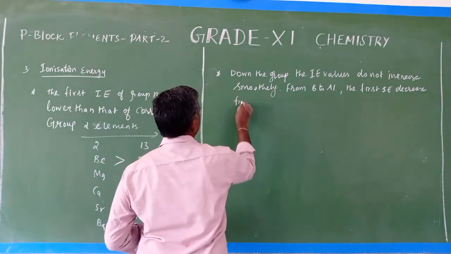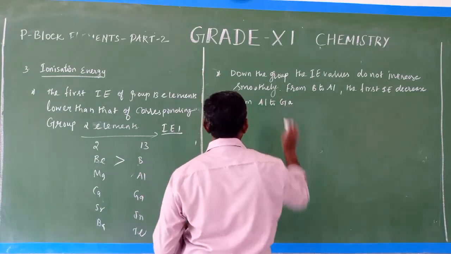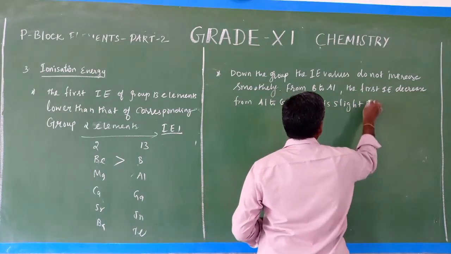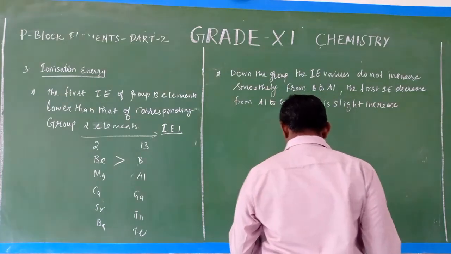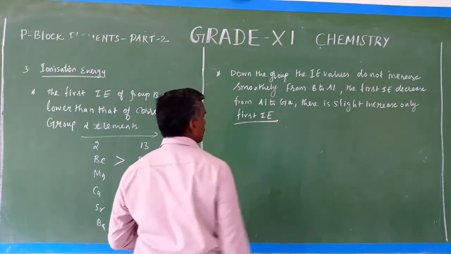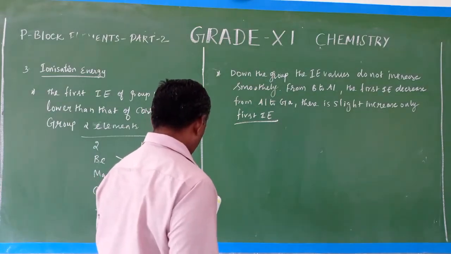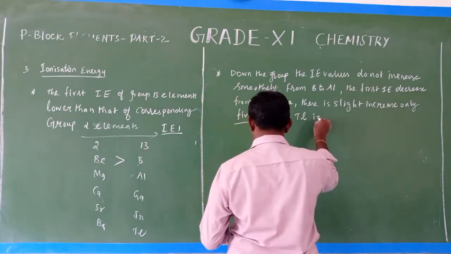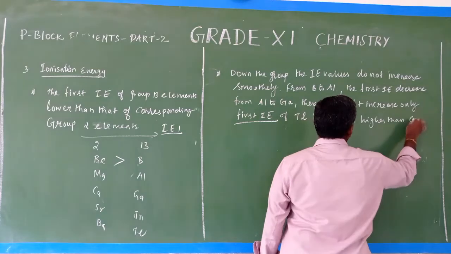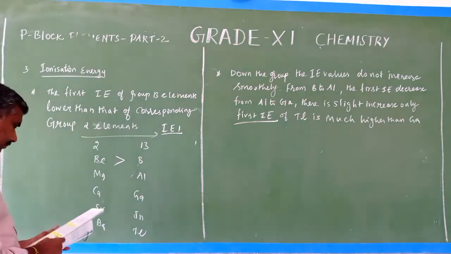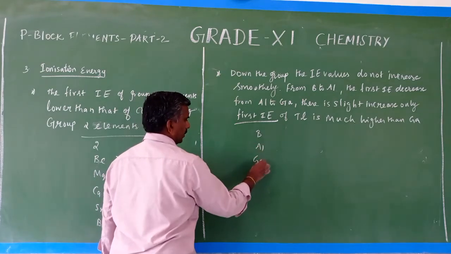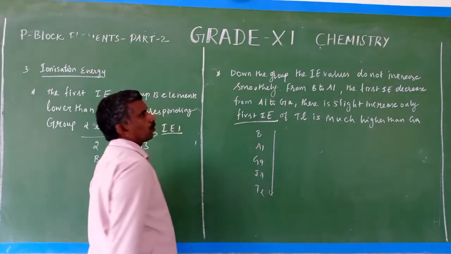From aluminum to gallium, there is a slight increase. Only first ionization enthalpy. Thallium is much higher than gallium. Okay, that's all. Down the group: boron, aluminum, gallium, indium, thallium. Down the group it does not increase smoothly.